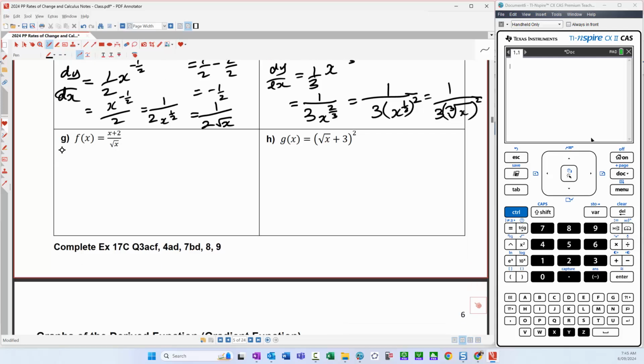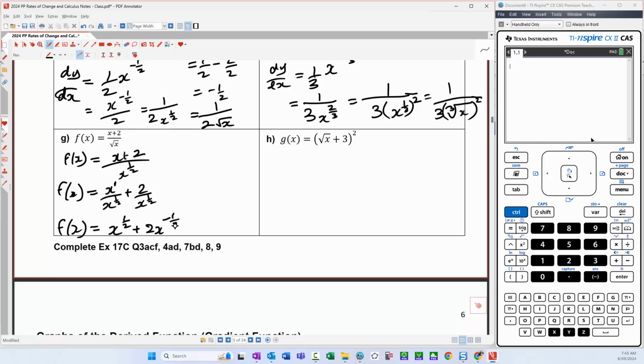Okay, couple more. This one here, I'm just going to rewrite this as f of x equals x plus 2 over x to the half. Now I'm going to split the denominator. Okay, now what I've got is common base indices being divided, and what we do is we subtract the powers. So that's f of x equals x to the half, since 1 take away a half is a half. Then this one I'm going to rewrite as 2x to the negative a half.